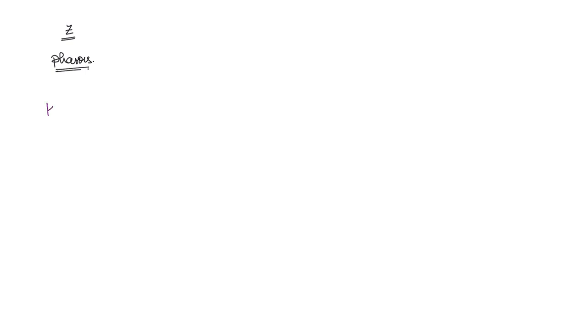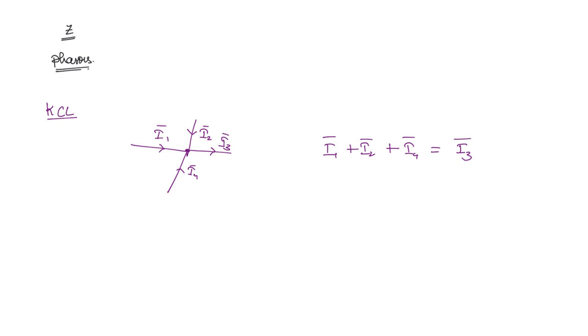For example, if you take KCL, there is one node, let us say, and various currents are flowing. Now the currents are in phasor form, right? So this is I3 bar and this is I4 bar, let us say. Then what will be the KCL here? I1 bar plus I2 bar plus I4 bar, these are all entering the node, which is equal to the currents leaving the node, I3 bar. Okay. So just that we are making use of phasors here, nothing else.